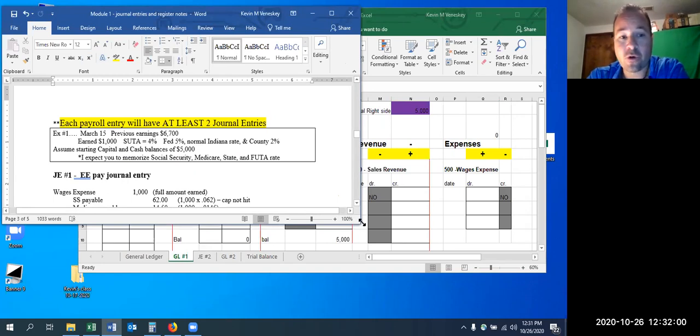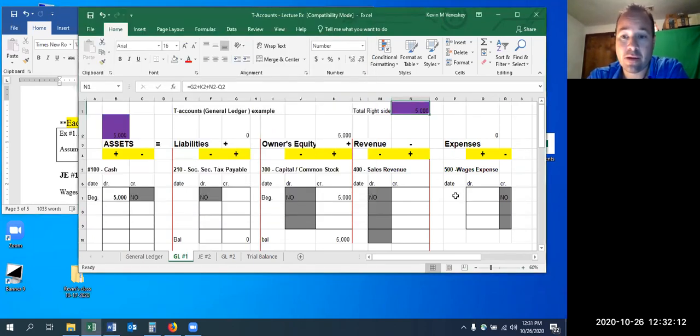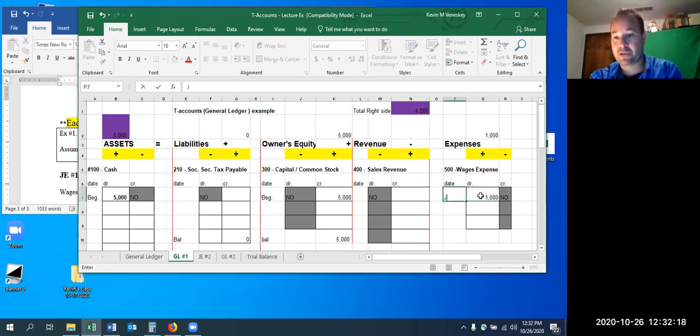Now we're ready to go ahead and do this journal entry. The journal entry is always going to start out the same. We're always going to start out with our wage expense. That's how much the employee actually earned gross before I take any taxes out. So for journal entry number 1, I'm going to have $1,000. We'll just put journal entry number 1 as my date since I don't know what the date is.